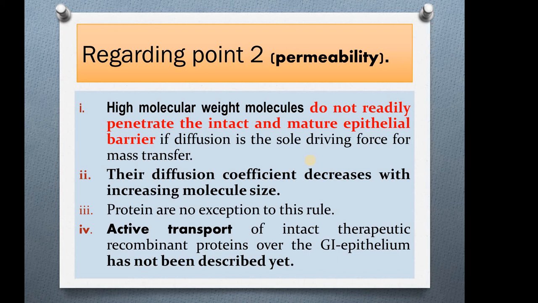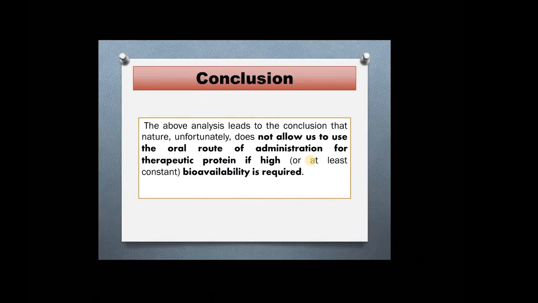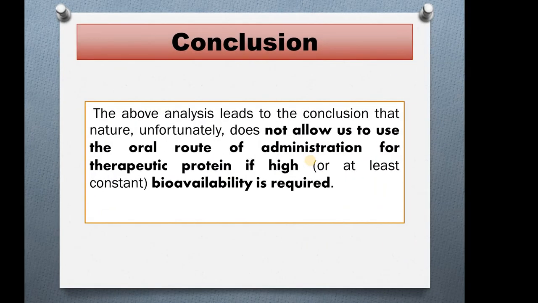Active transport of intact therapeutic recombinant protein over the GIT epithelium has not been described yet. It is impossible; so far, no protein has been shown to be absorbed inside the GIT. Now we can conclude, depending on the above analysis, that nature unfortunately does not allow us to use the oral route of administration for therapeutic protein if high or at least constant bioavailability is needed.